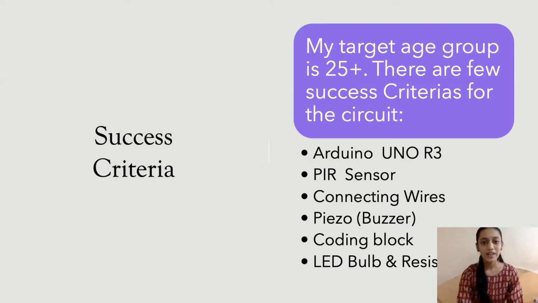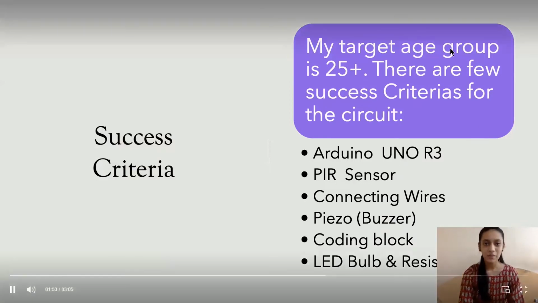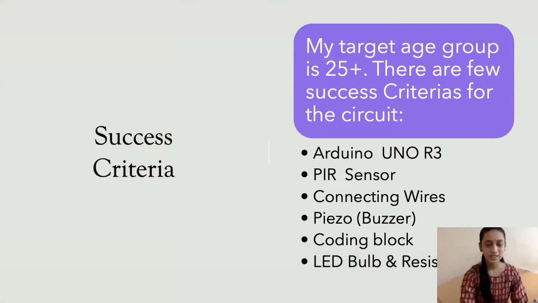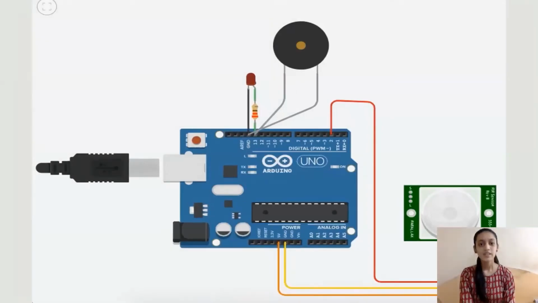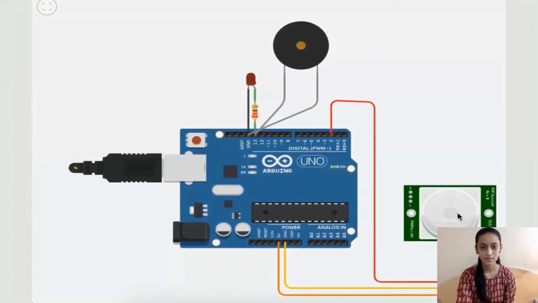Connecting wires. We need it to make a connection and help the components function as aimed. The buzzer, a sound alert, coding block, and T-bulb, and resistor. This is the circuit simulation. When the sensor detects any motion around, the buzzer is active and it alerts with a sound.